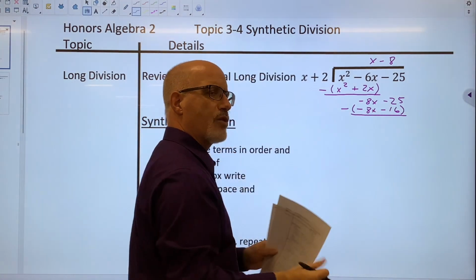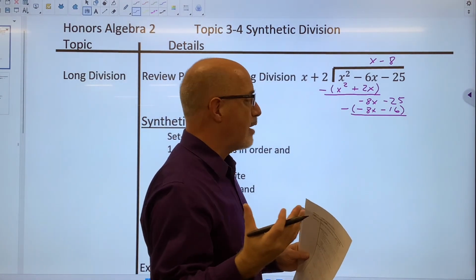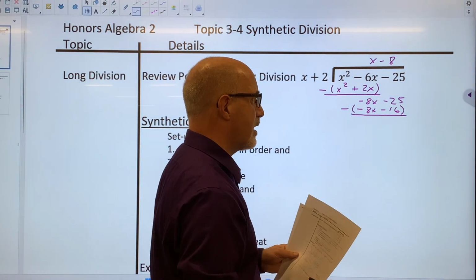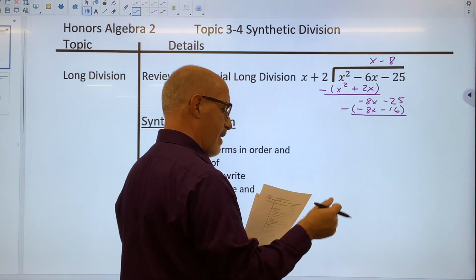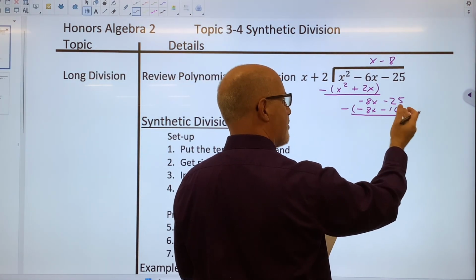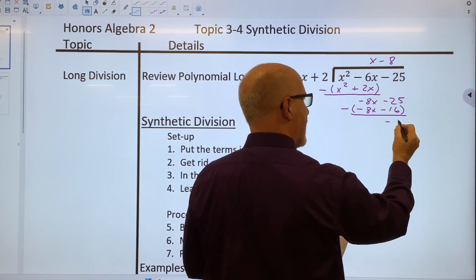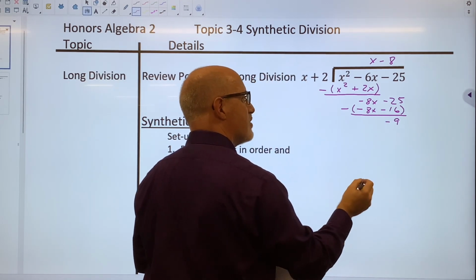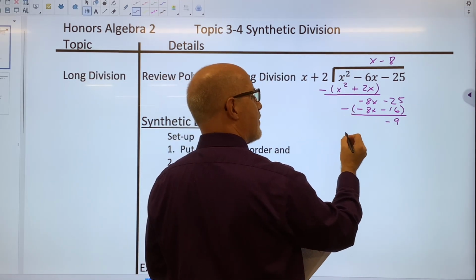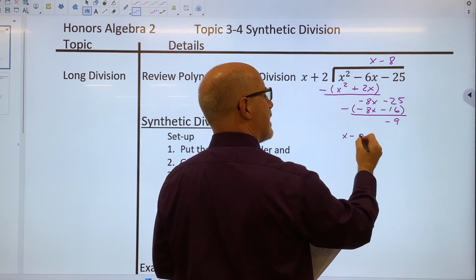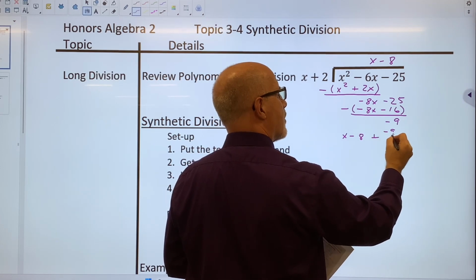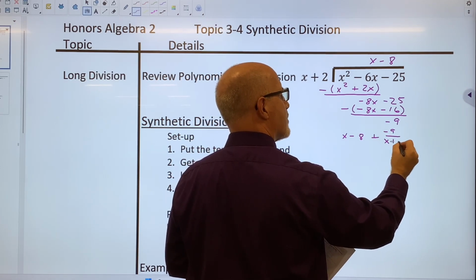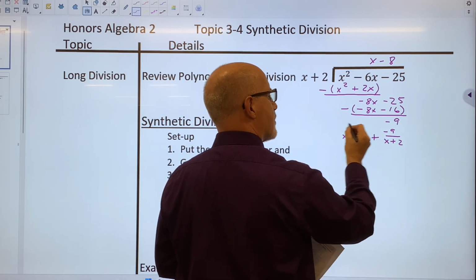Be careful with subtracting the negative. That's going to be positive when we're combining it with that negative 25. So as we take negative 25 plus 16, we get a negative 9. So our remainder is negative 9. So we write out the answer as the quotient, x minus 8, plus the remainder over the divisor, x plus 2, for our final answer.